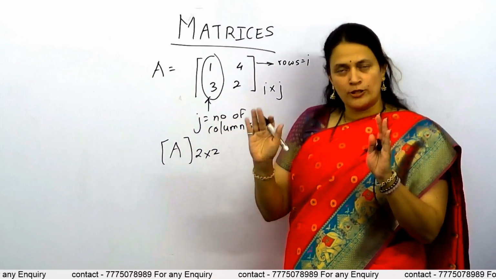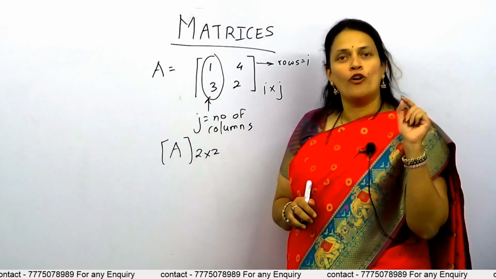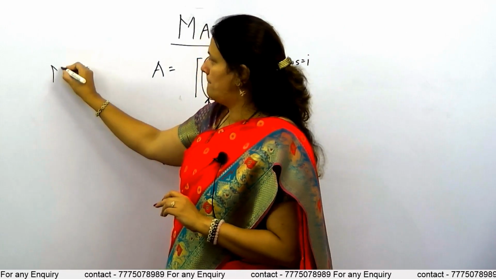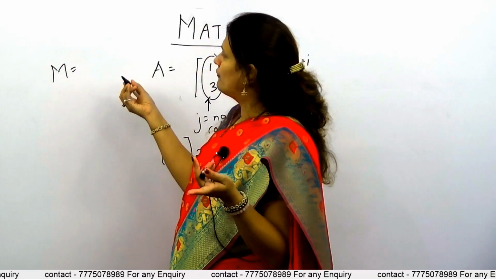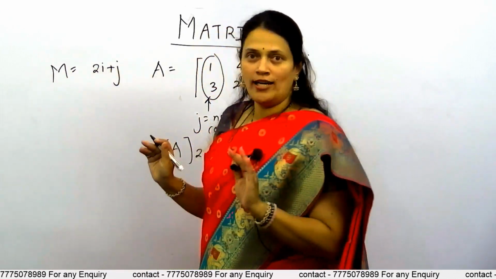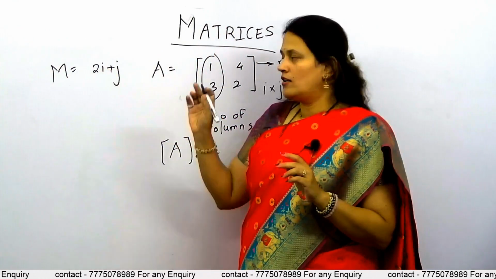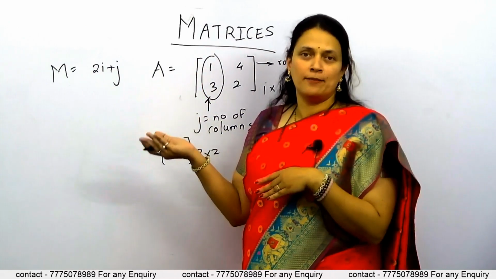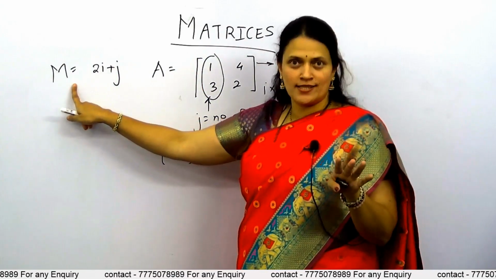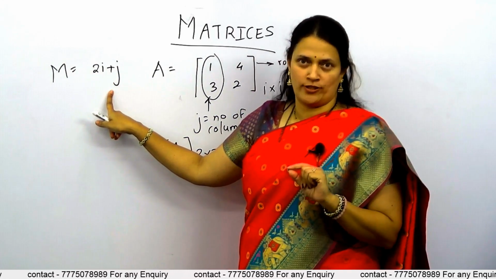Now when we talk about matrices in general, suppose there is a question that you have to form a matrix. Let's say you have to form a matrix M, and they give us the condition 2i plus j. It means you have to fill in a matrix M with such elements. Maybe it can be a 2 by 2 matrix or a 3 by 3 matrix. They will specify in that question. Suppose I say you have to build a matrix based on this concept, that is 2i plus j, and the matrix should be a 2 by 2 matrix.